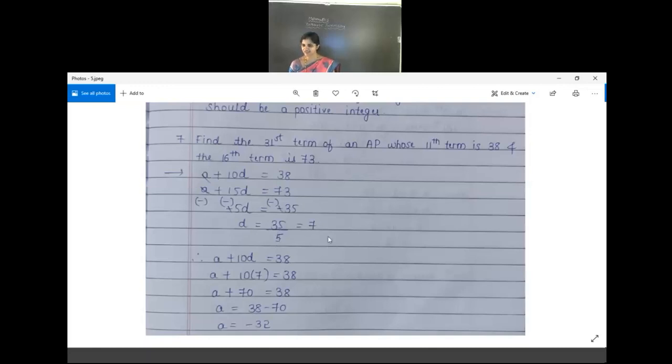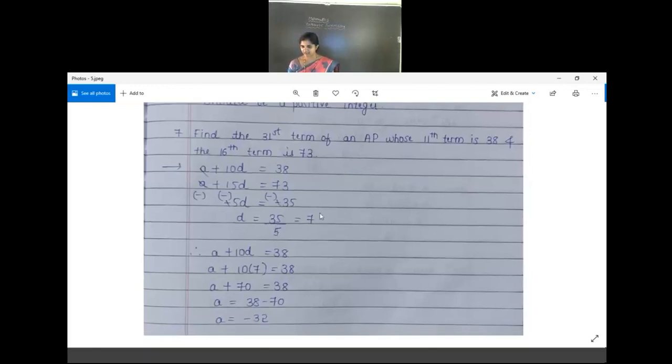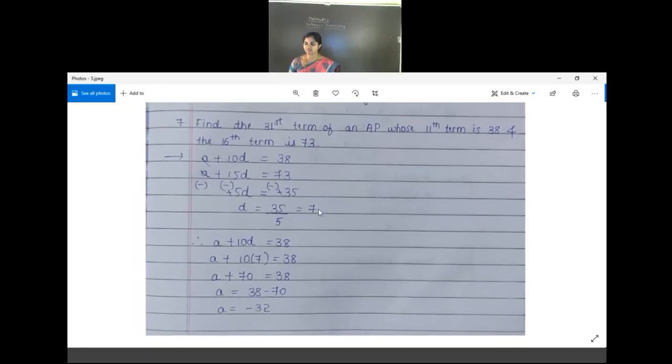Got the idea of this one now? D we got 7. Only D we got 7. But using only D, we cannot do anything. So here we have to find out the 31st term. To get the 31st term, D and A are also needed. To get A, what we have to do now? Anyhow, here we have two equations, no? So you can name this one as equation number 1.